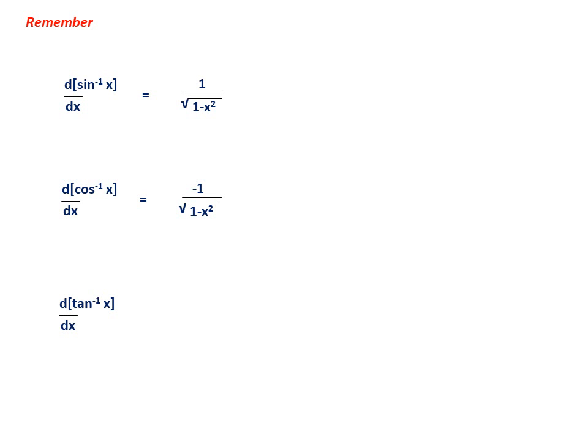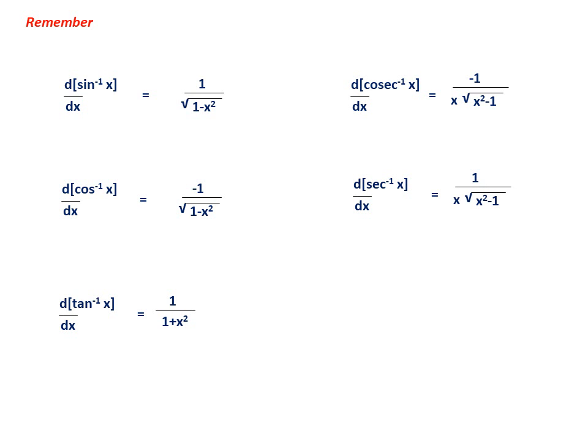Then d by dx of tan inverse x is 1 by 1 plus x square, and d by dx of cosecant inverse x is minus 1 by x into square root of x square minus 1. Same thing, secant inverse x is 1 by x into square root of x square minus 1, and cot inverse x is minus 1 by 1 plus x square.